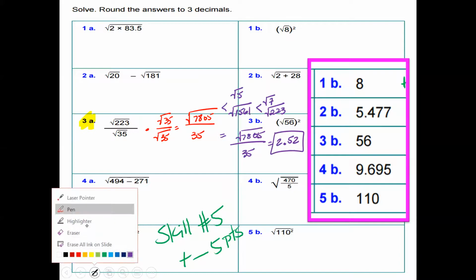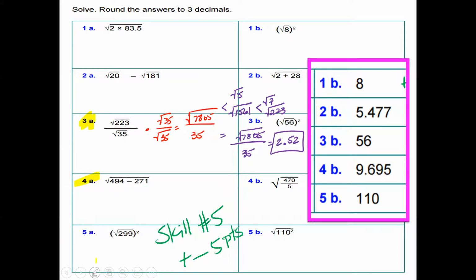All right, now let's take a look at 4a. For 4a, you're going to subtract 494 minus 271, which gives you square root of 223. Interestingly enough, we had that same question from the previous example, so that's just going to give you 14.93 in your calculator.